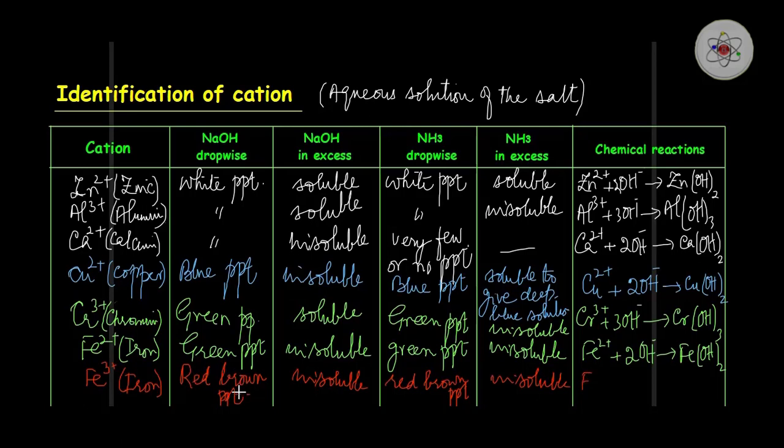So what is the red-brown precipitate? It is Fe3+ hydroxide.